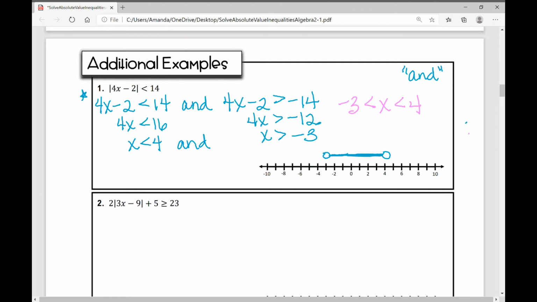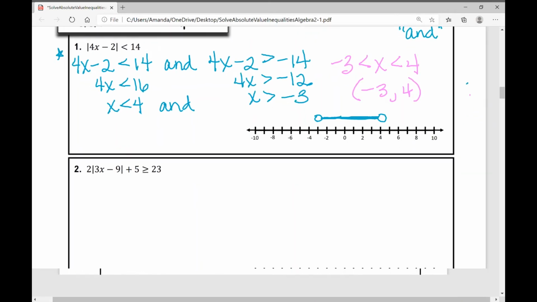A lot of students in Algebra 1 write it this way. You can also write it in interval notation, which is what I prefer, from -3 to 4. And I use parentheses because we have open dots. We're not including those endpoints. So let's move on to our second example, number 2.